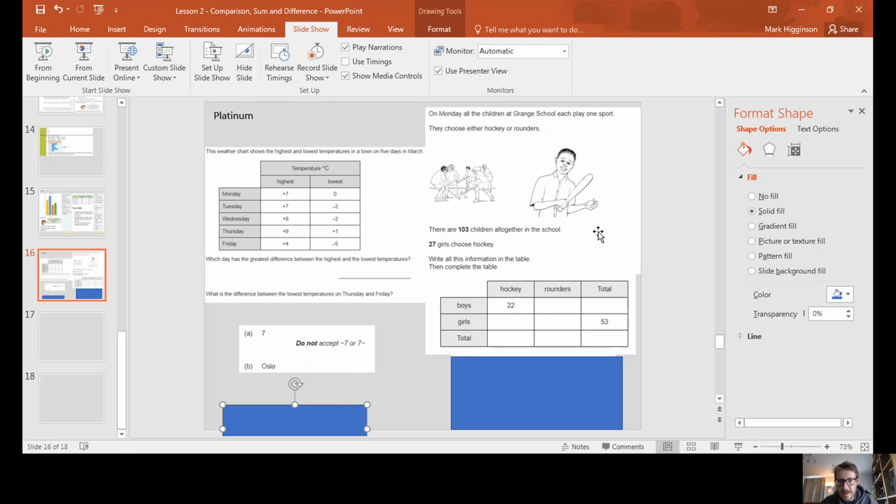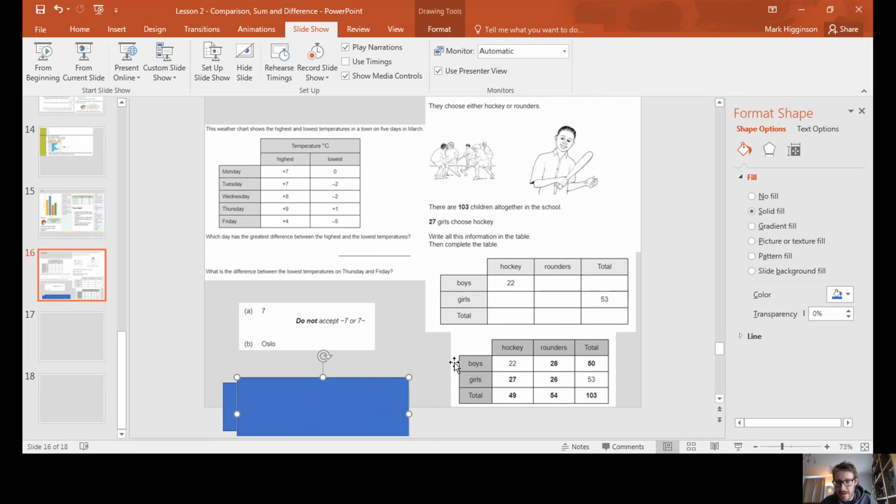All right, and then this question: on Monday, all the children at Grange School each play one sport. They choose either hockey or rounders. There are 103 children altogether in the school. 27 girls choose hockey. Write all this information in the table and then complete the table. So it's giving you loads of different info, a breakdown of information. You had to try and figure out the other missing bits. And hopefully your table looks a little bit like this one.